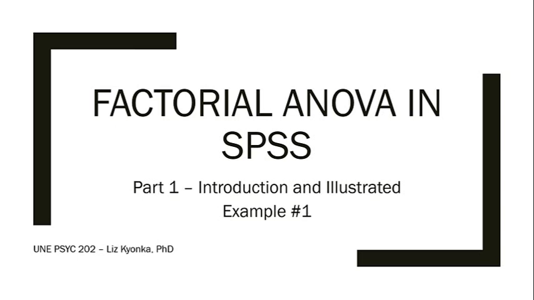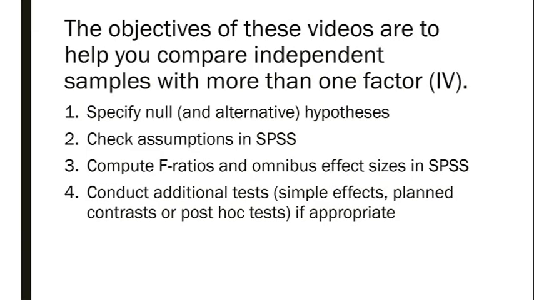This tutorial is divided into 3 videos, and the objectives of these 3 videos are to help you compare independent samples with more than one factor, that is, more than one independent variable or predictor variable. We're going to specify null hypotheses and maybe alternative hypotheses. We'll check our assumptions using SPSS. Also using SPSS, we'll compute F ratios and omnibus effect sizes.